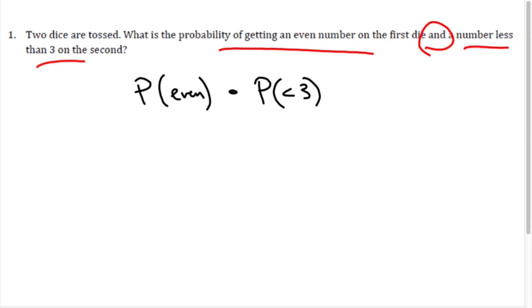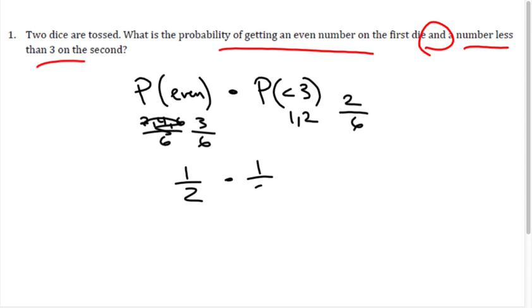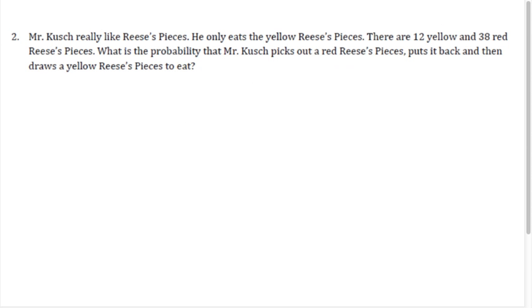Now, please note it says less than 3. It does not include 3. So on a die, even would be 2, 4, and 6 out of 6. So it's 3 possibilities out of 6, better known as 1/2. The probability of getting less than 3, well, that's 2 chances out of 6, better known as 1/3. So an even number on the first die and less than 3 on the second die is going to be 1/6.